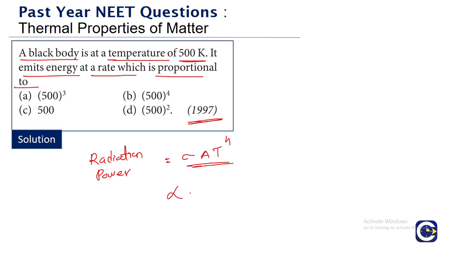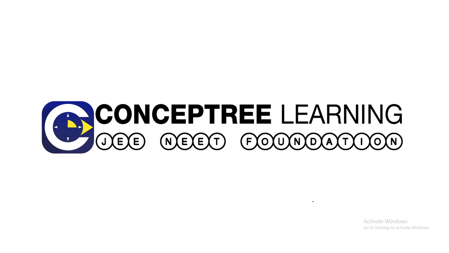Means what? It is directly proportional to the 4th power of the absolute temperature. We should take the temperature on the Kelvin scale or the absolute scale. Means what? It is proportional to 500 power 4. That's it. So what is the answer for this? Option B is the answer. So this is about the part 4 video and we'll see in the next part.